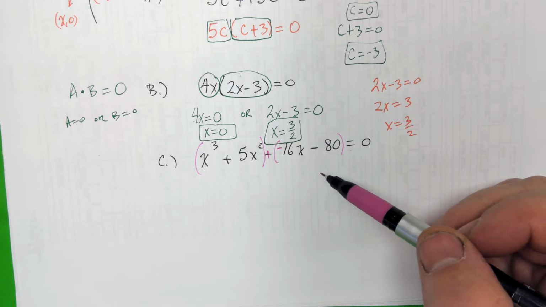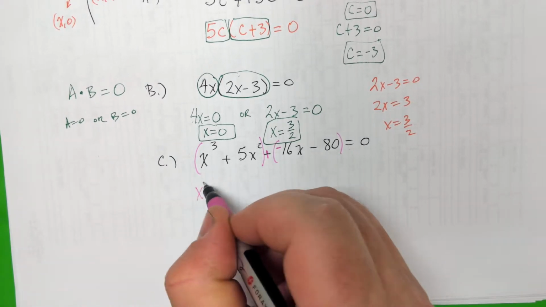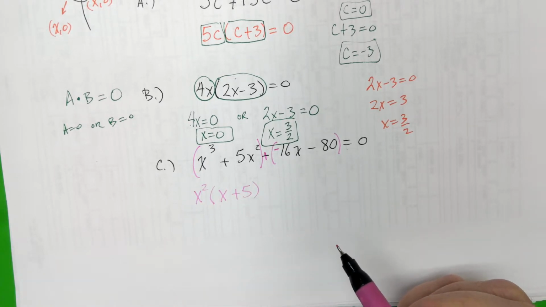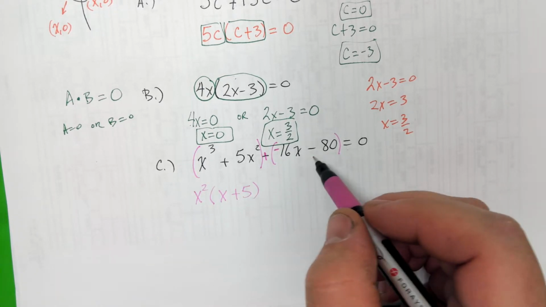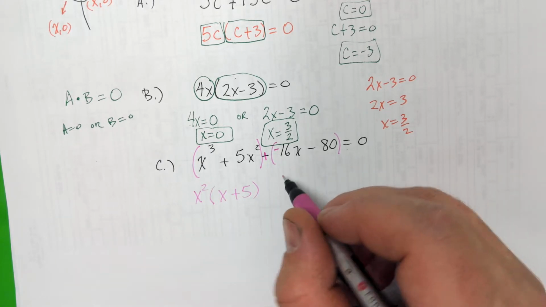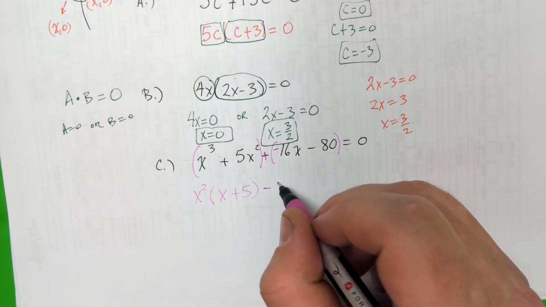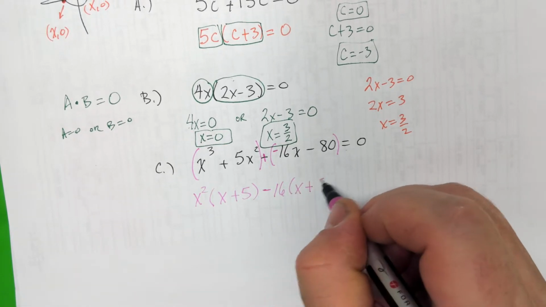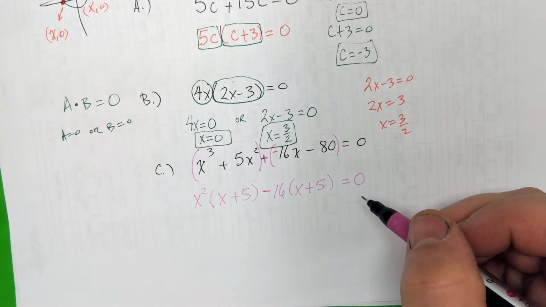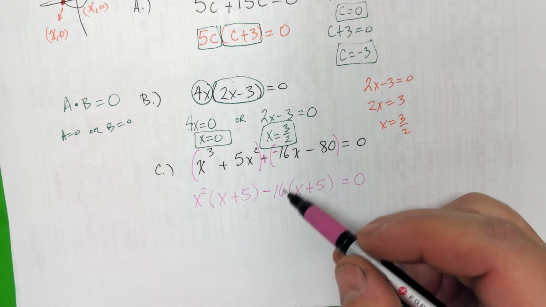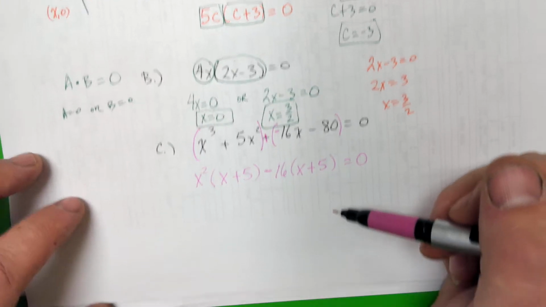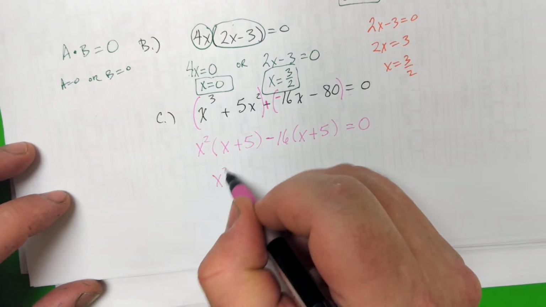Okay, now, factor each group. I can take an x squared out, and then I'm left with x plus 5. When I factor this one, I should get x plus 5 left over inside. So they're both negative, so I can take out a negative, and I think 16 goes into both. I think 16 times 5 is 30. Sorry, 80. I think 16 times 5 is 80. Okay, almost done factoring anyway.